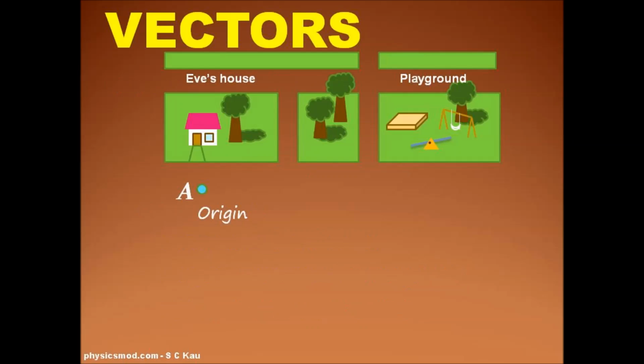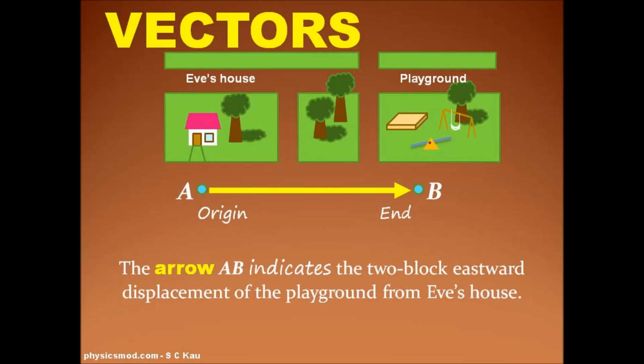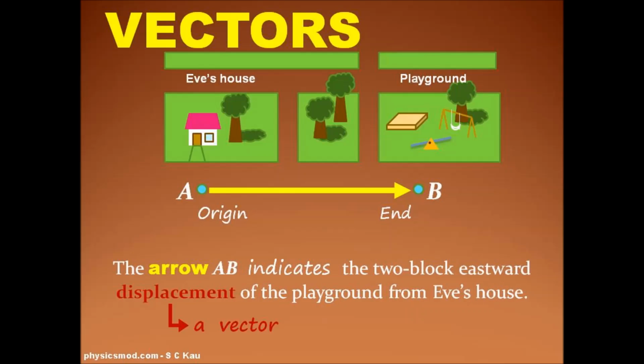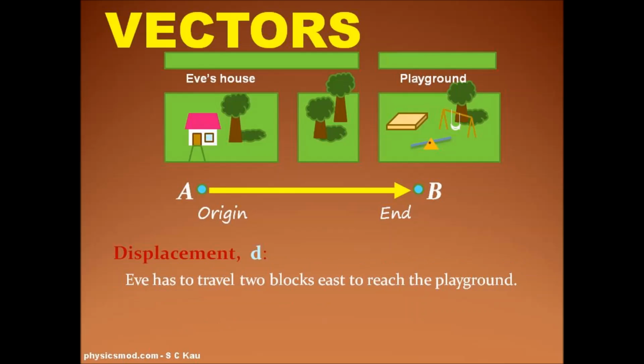Eve is going to the playground. She is from point A, which is her house, going to point B, the playground. The arrow is a displacement vector. That is, the displacement is 2 blocks east.